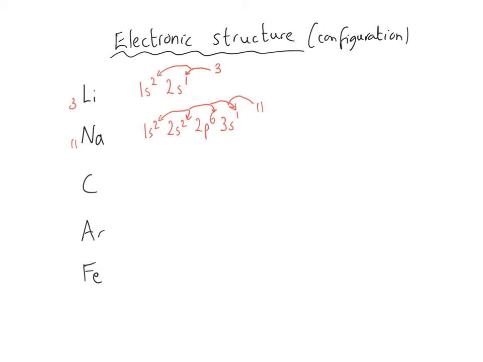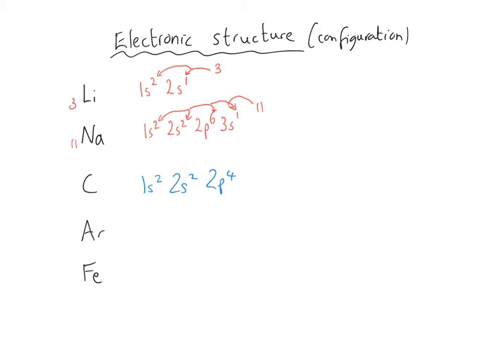For carbon, we have got 6 electrons, so we write 1s2, 2s2, 2p4, and that's then done. We don't need to do all this up here. This was just me keeping track of the total number of electrons for you. You don't write that in the electron configuration.